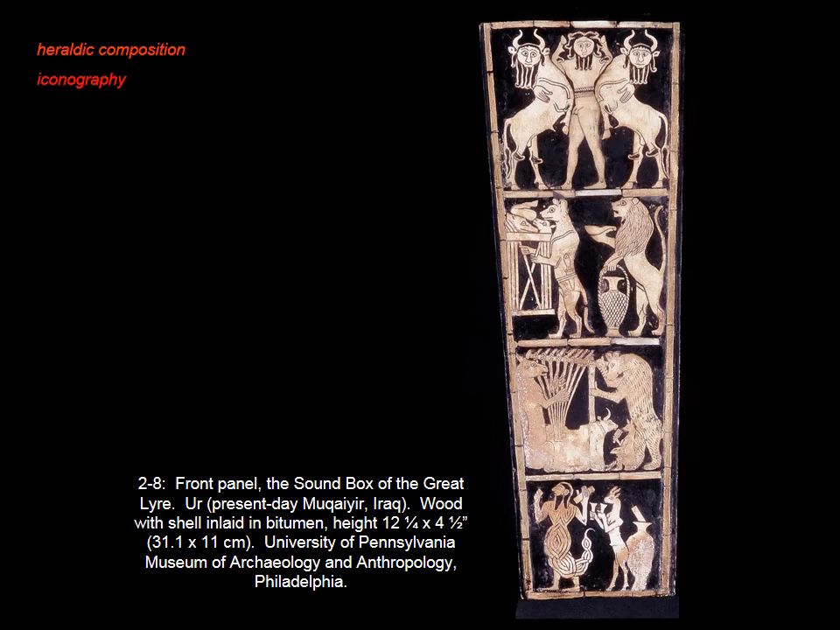Okay, so what we have are 4 separate panels stacked on top of each other. The top one showing a man wrestling 2 human-headed bulls. Oh, by the way, that type of composition, if you have a central element and then it's paired or mirrored images with the same object on either side, that type of composition is called a heraldic composition. Just the category. And that type will come back.